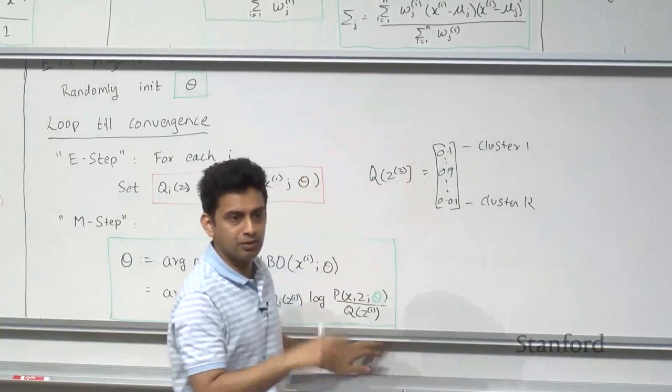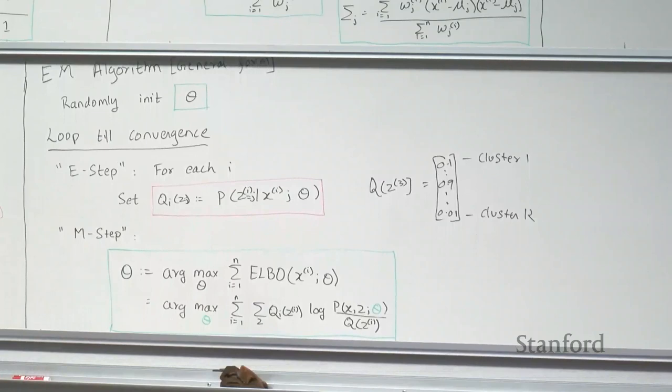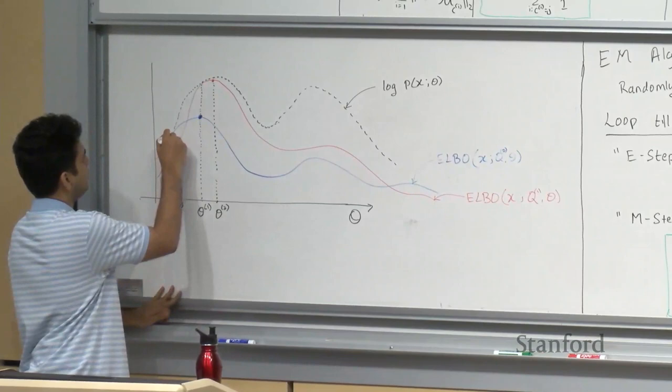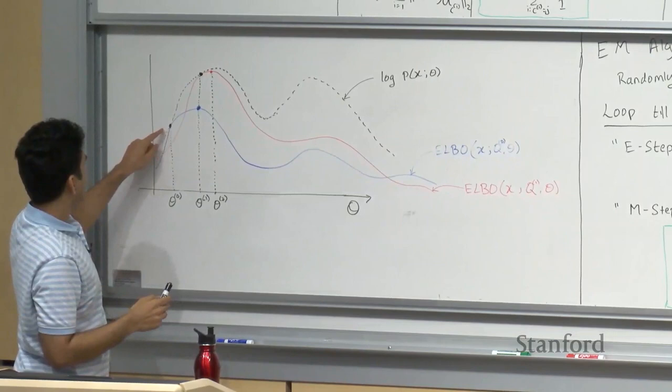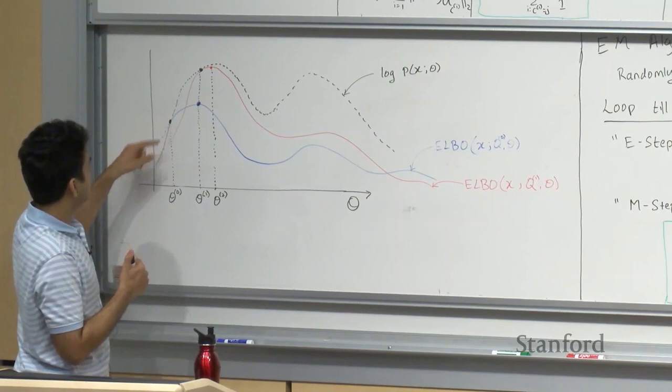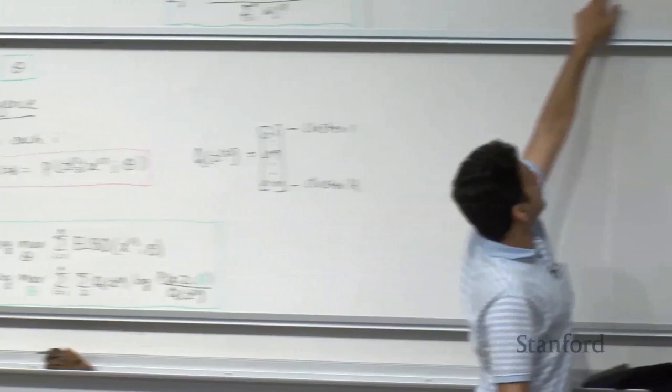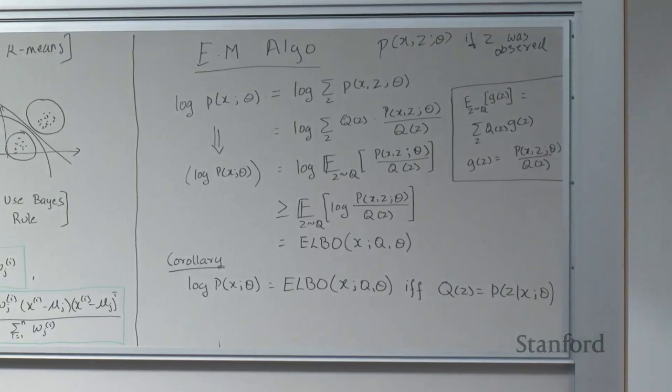Yes, question. So just a quick question about why it is that the ELBO touches the log P of x given theta only at that particular theta. Is that because that's how we are constructing it? Exactly. So the question is, does the ELBO touch log P of x over here because we intentionally, carefully constructed the ELBO to be that way? And that's exactly right. We construct the ELBO over here such that the Q in the ELBO is the posterior that makes it tight at log P of x. Right? So let's move on.